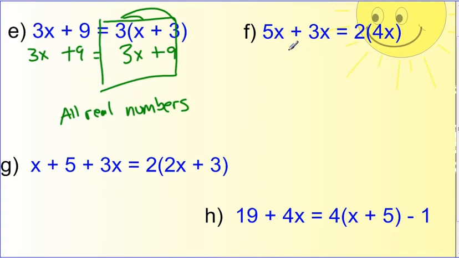Letter F. 5x plus 3x. Ooh, combining like terms. We haven't seen combining like terms yet today, but we have to combine those two things together. They're on the same side. We can add them. 8x. 2 times 4x is 8x. That's another identity. That's another mirror. Look at that. So this is all real numbers again.